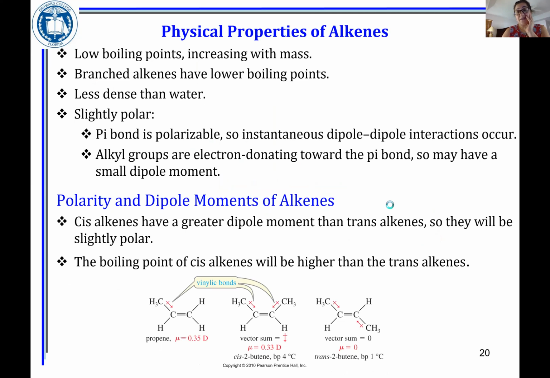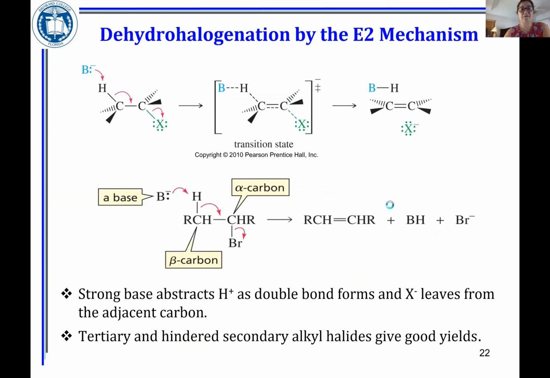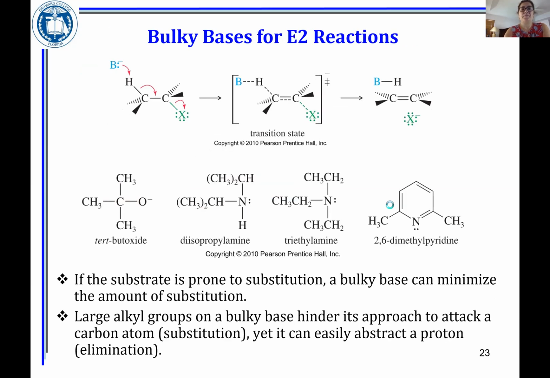Okay. Trans alkenes have lower polarity compared to cis alkenes. The reactions used to prepare alkenes are the E1 and E2 reactions that were covered in the previous chapter. They are a method for preparation. And also dehydration, okay? For dehydration of alcohols, you would use concentrated sulfuric acid or phosphoric acid.